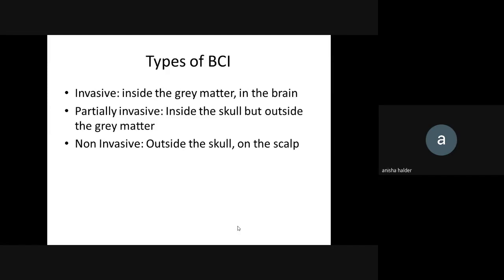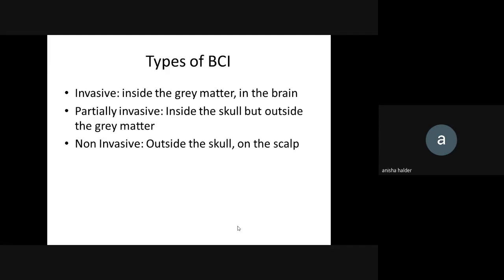This is brain-computer interface. So, signal can be received from our brain if the electrode is placed in the gray matter. If the answer is yes, the technique is called invasive. Whether the electrodes are placed inside the skull, here also the partially invasive technique I am telling. If the electrodes are inside the skull but outside the gray matter, this is called partially invasive. Here also you have to cut the skull.